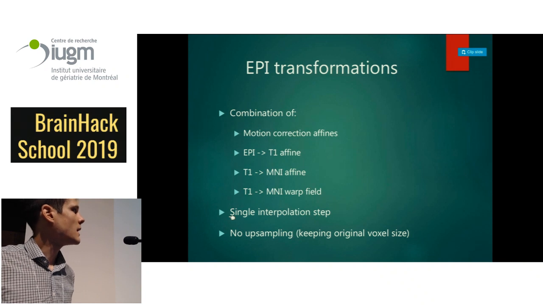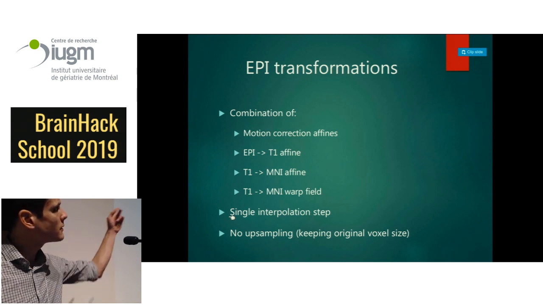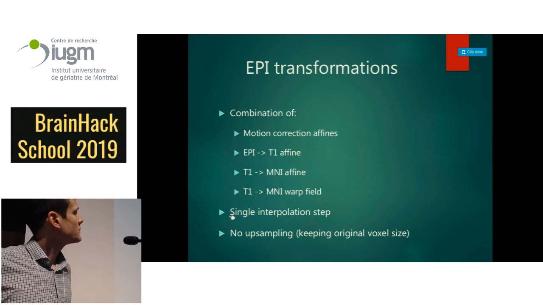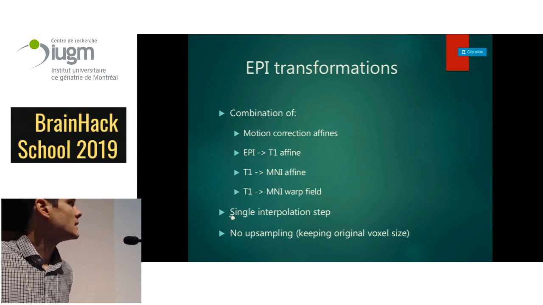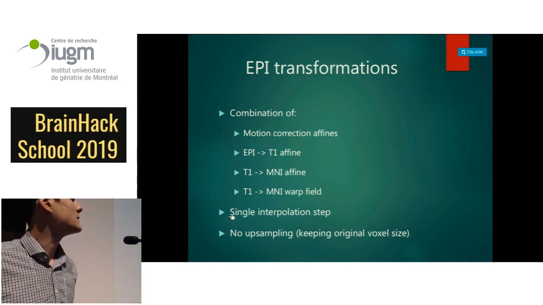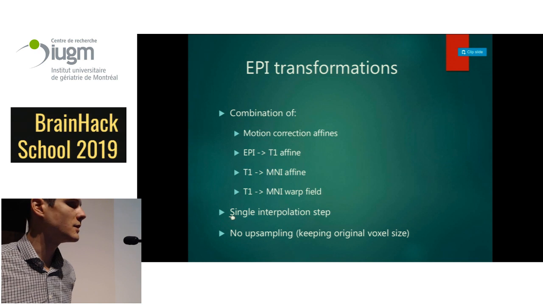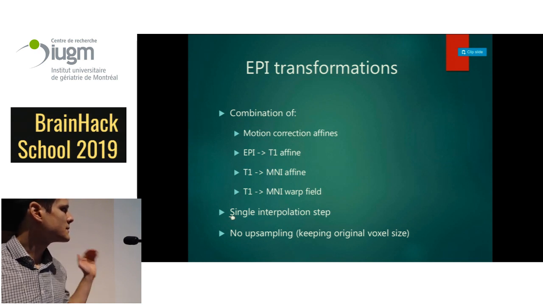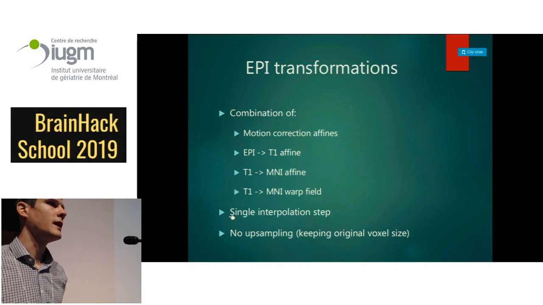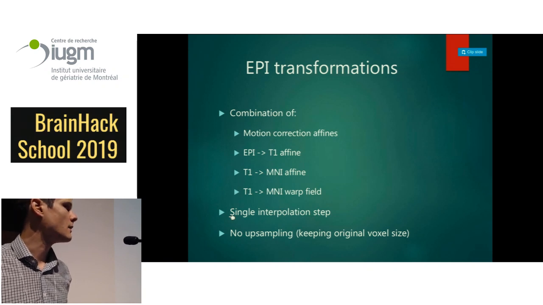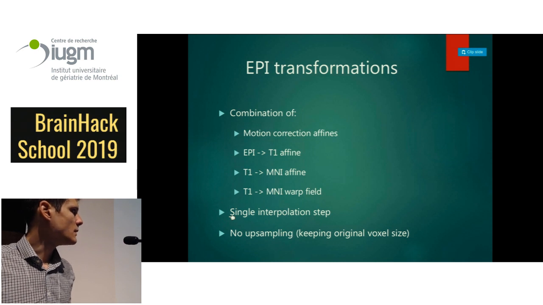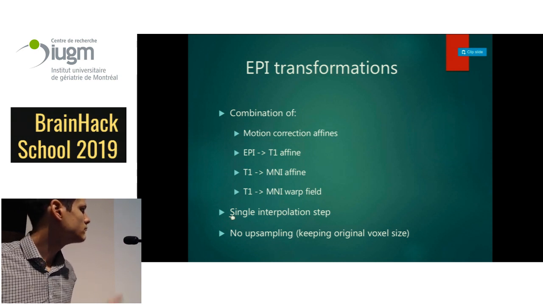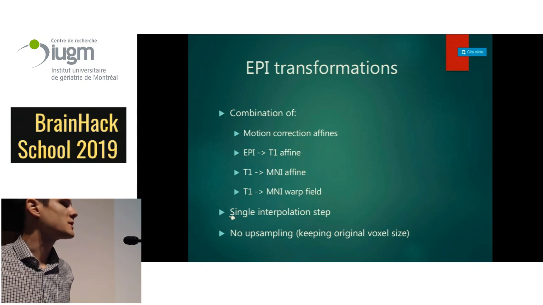So most of the pipelines today are going to try to interpolate all the transformations in one step. So you have the motion correction, you have the transformation from the EPI to the T1, then from the T1 to the MNI affine, and to the MNI using nonlinear registration. All these steps are going to be interpolated once, so you keep the finer details of your EPI image in the MNI template. And with no resampling, you keep the original voxel size. It usually saves space on your disk.